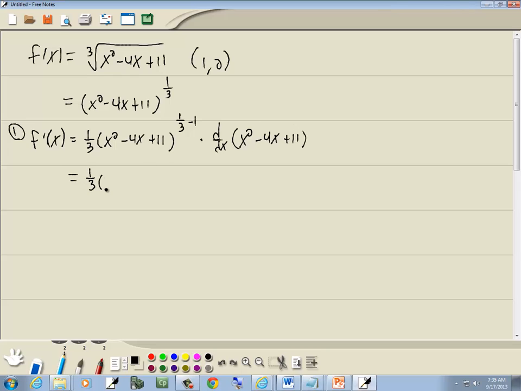So that's going to give us 1/3 times x squared minus 4x plus 11, to the 1/3 minus 1, which is negative 2/3, times the derivative of x squared, which is 2x. The derivative of negative 4x is negative 4, and 11 drops away. Now let me write this as a single fraction. So I've got 2x minus 4 over 3, and I'll take this parentheses to a negative 2/3 power to the denominator, so it becomes a positive power. So this will become x squared minus 4x plus 11 to the positive 2/3.